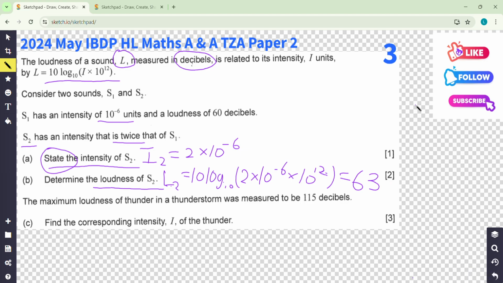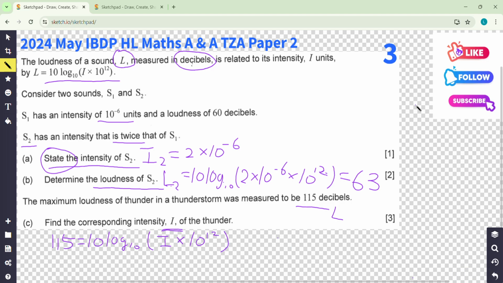Okay. Next one, the maximum loudness of thunder is 115. So loudness is 115. Okay, you want to find out the corresponding intensity. Reverse calculation. So now 115 is the loudness, and it leads to 10 log 10 of I times 10 to the power 12. Okay.